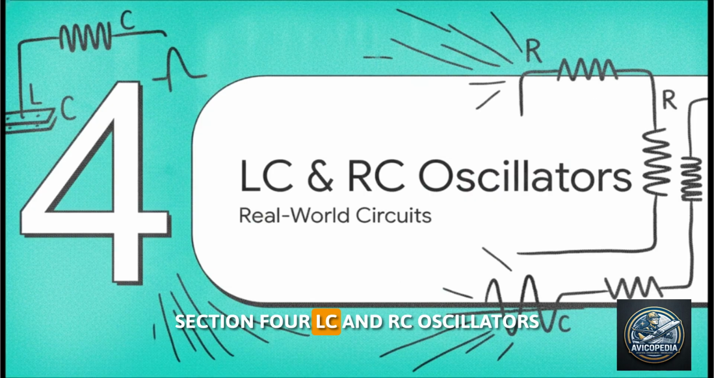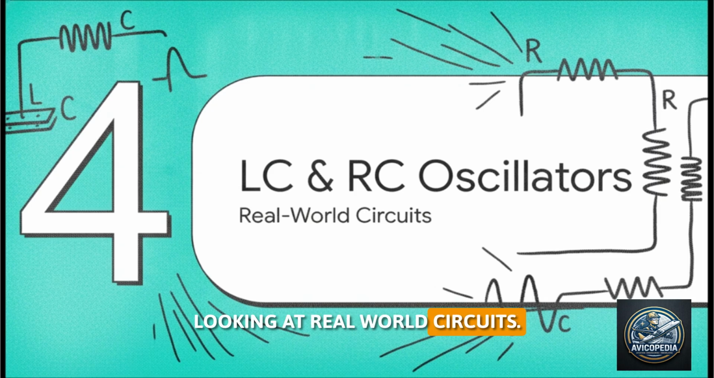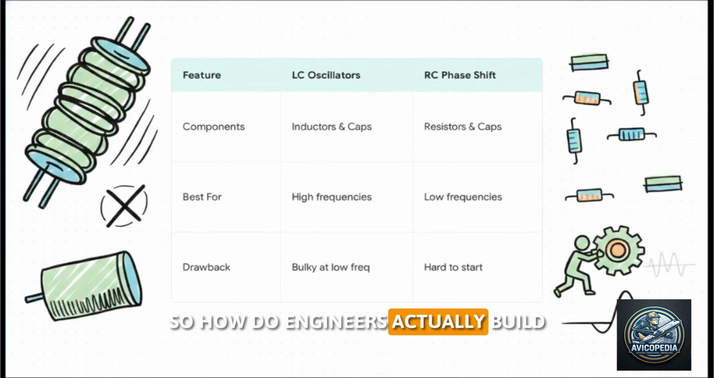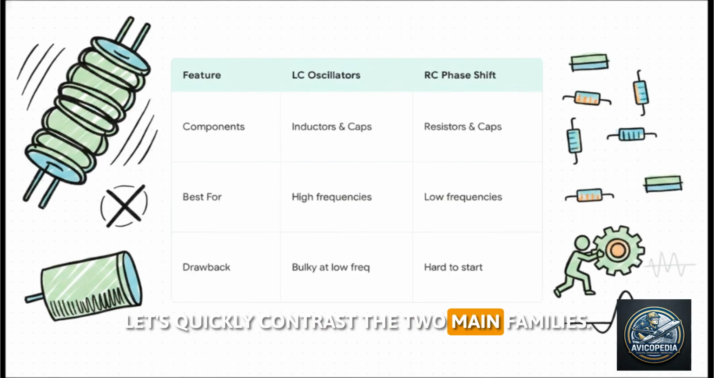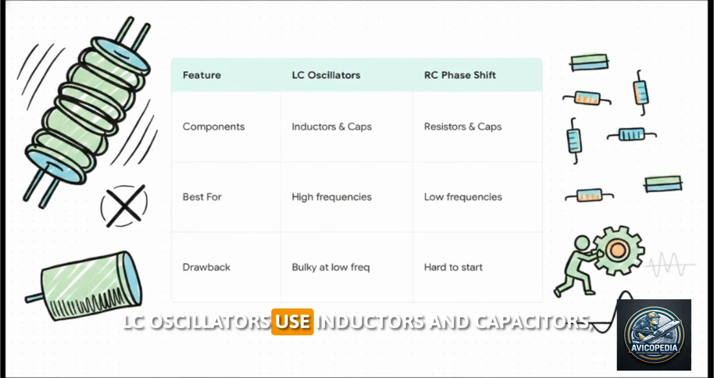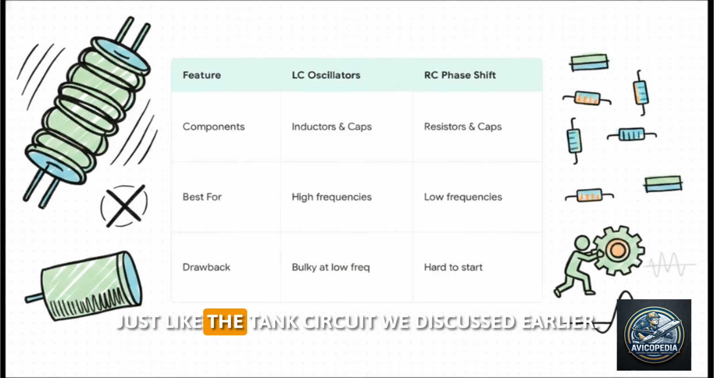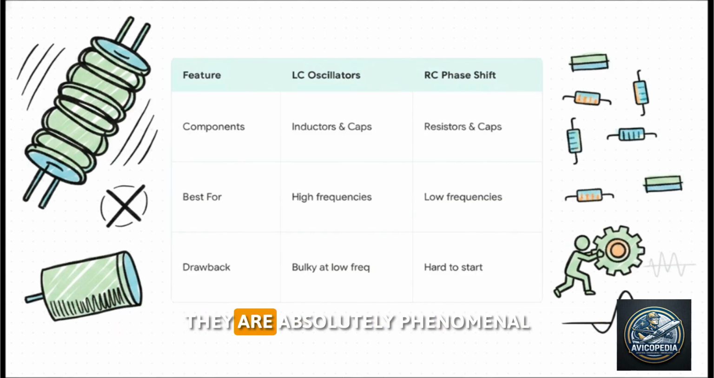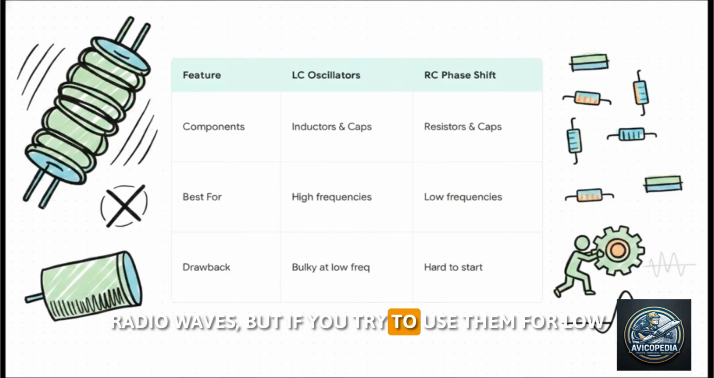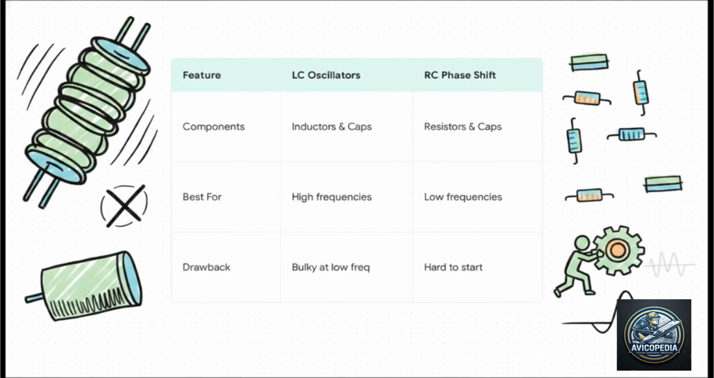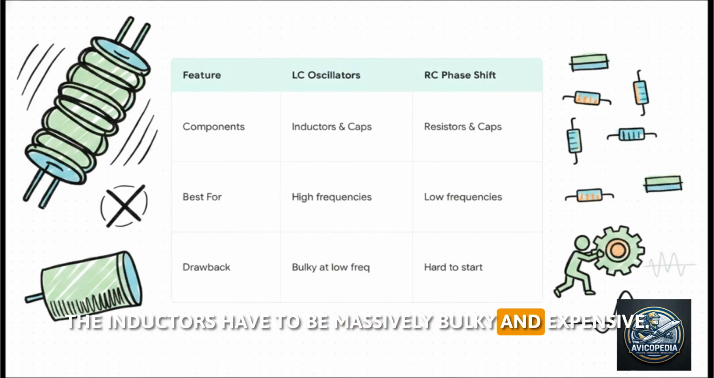Section 4. LC and RC oscillators. Looking at real-world circuits. So how do engineers actually build these things in the real world? Let's quickly contrast the two main families. LC oscillators use inductors and capacitors, just like the tank circuit we discussed earlier. They are absolutely phenomenal for generating high-frequency radio waves. But if you try to use them for low audio frequencies, the inductors have to be massively bulky and expensive.